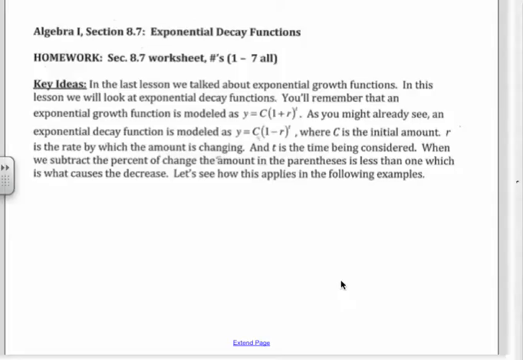Sometimes they go down exponentially, like the value of your car. Or, I don't know, we talk a lot about values of things depreciating. Okay, so I'm going to leave it at that for now, but a couple of things I want to talk about.